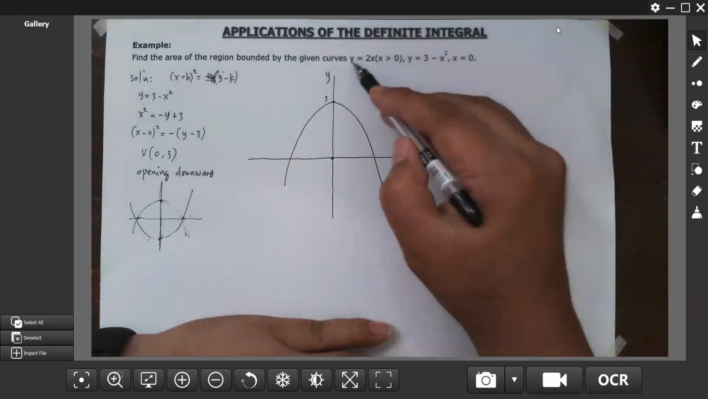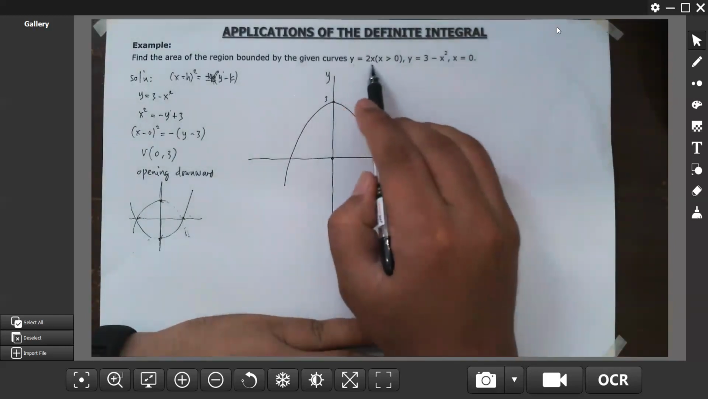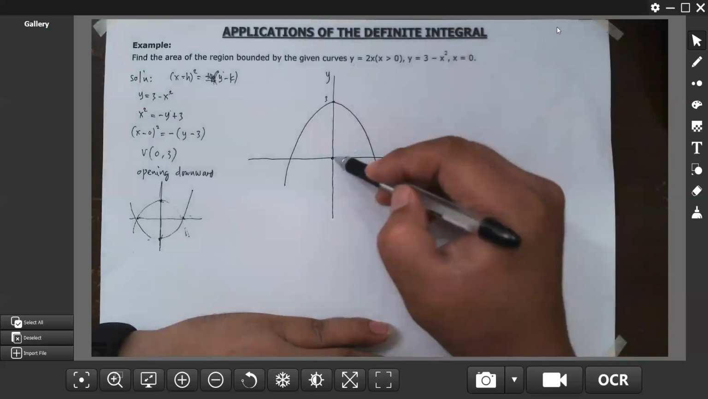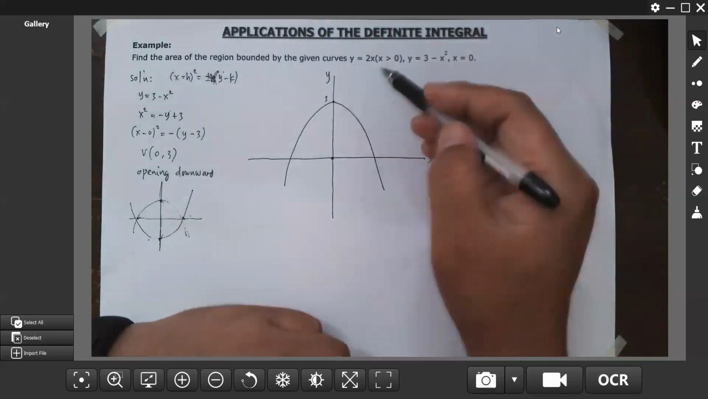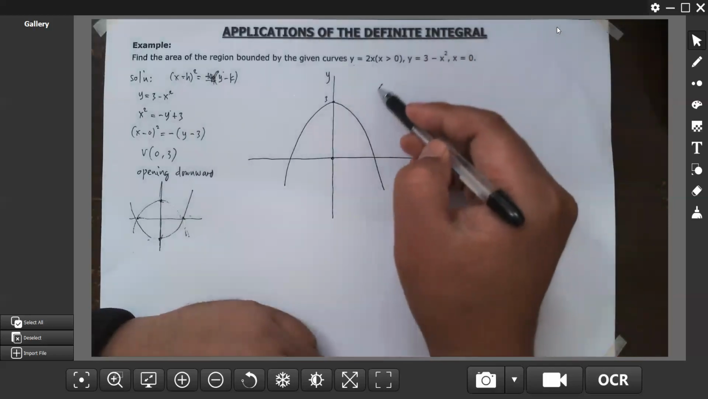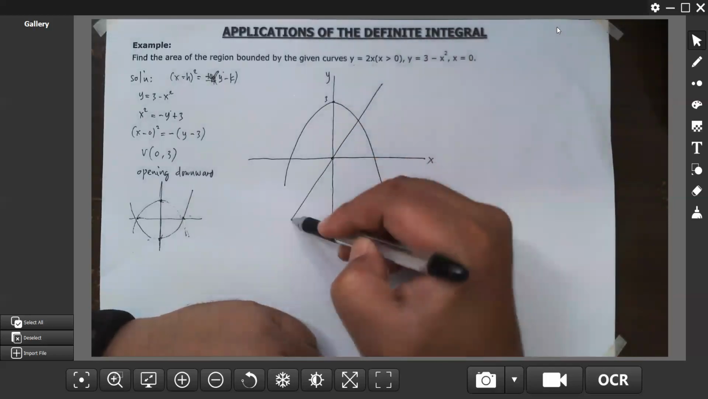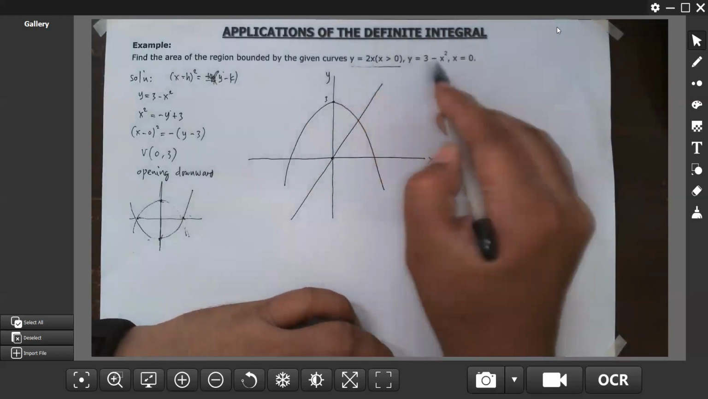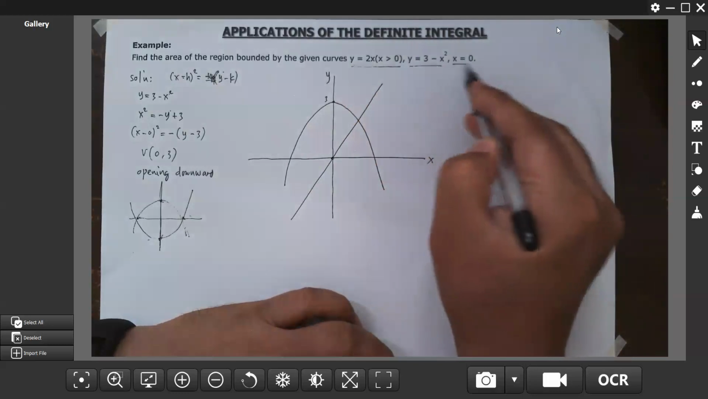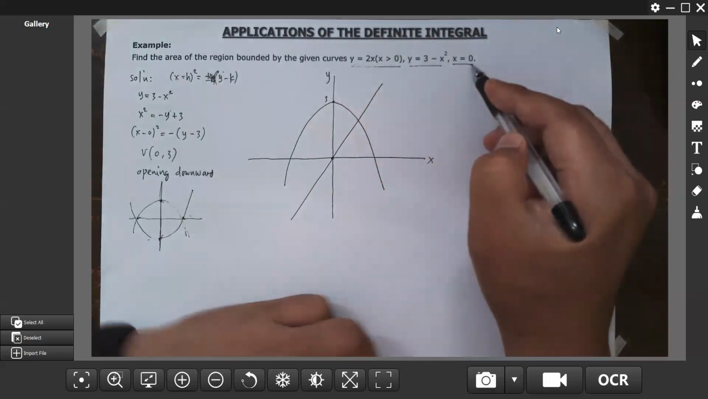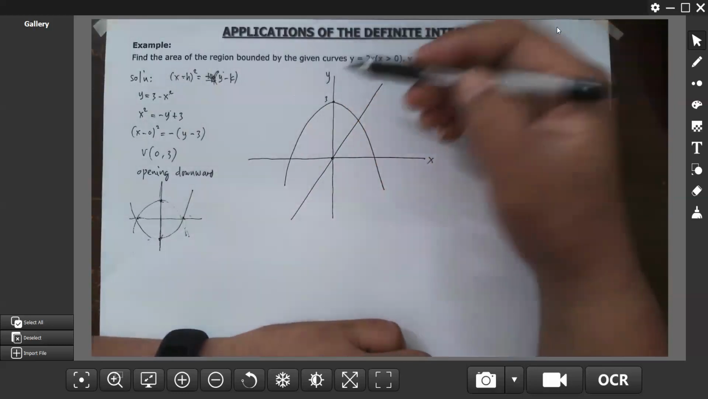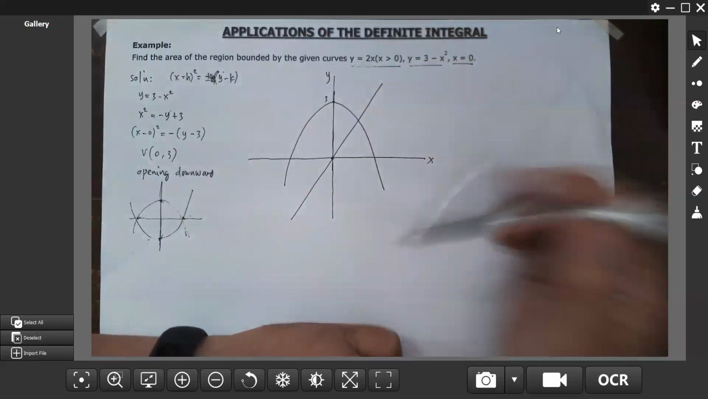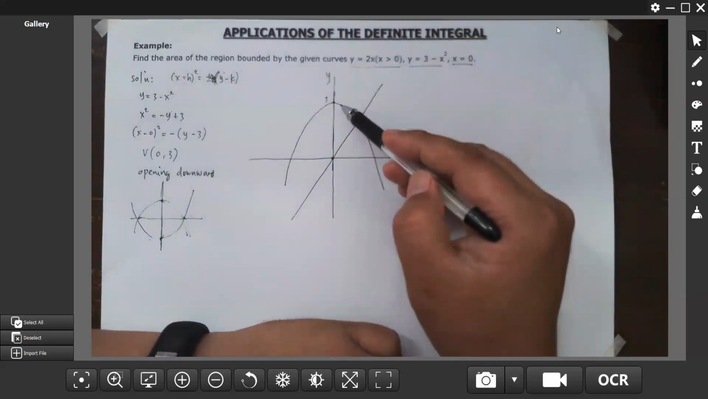And then the line y equals 2x. The line will pass through the origin having a slope of 2, for example, this one. And then the third boundary, x equal to 0, or simply the y-axis. So this is our bounded region.